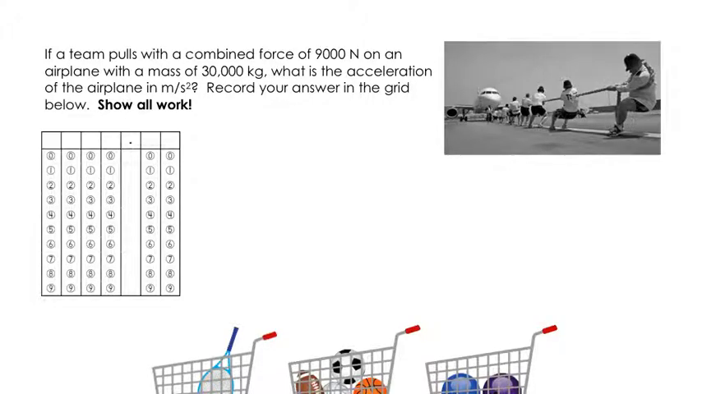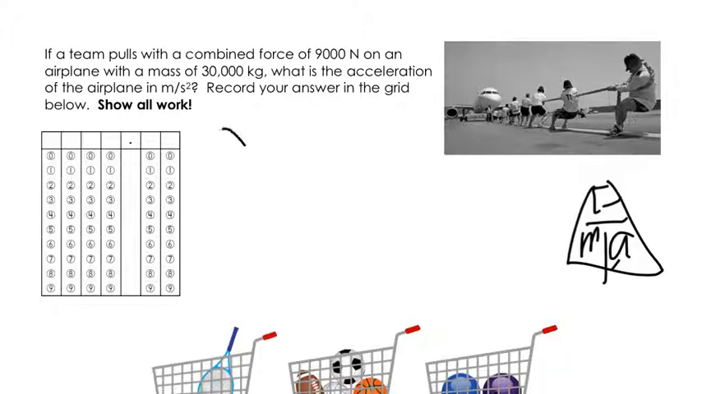The next page, if a team pulls with a combined force of 9,000 newtons on an airplane with a mass of 30,000 kilograms, what is the acceleration of the airplane in meters per second? Record your answer in the grid below. So for this one, we're going to use the triangle because we have to manipulate the formula. So the formula is force equals mass times acceleration. So we're going to plug it into the triangle. We're solving for acceleration. So we're going to cover up the A, and our formula becomes force divided by mass.